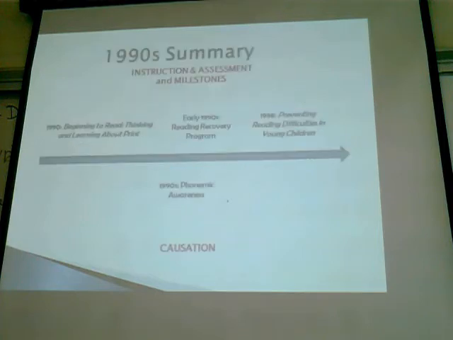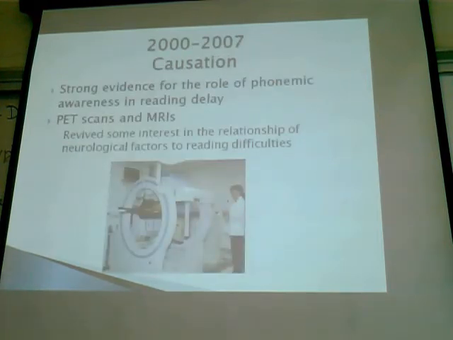The milestones in the 1990s. 1998, the publication of a major report, Preventing Reading Difficulties in Young Children. It provided informed and reasoned discussions of research. It contained research-derived recommendations for reading instruction. This is the 1990s summary of instruction and assessment and milestones and causation.